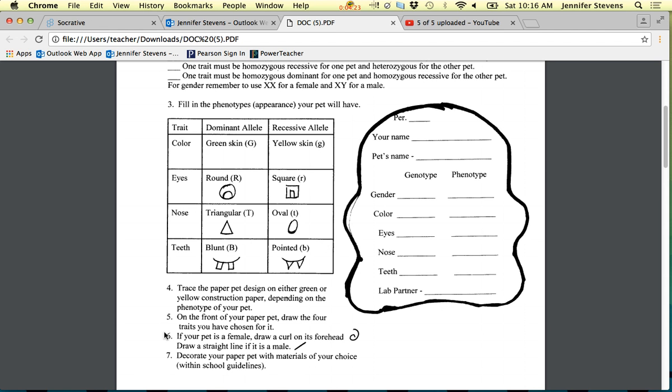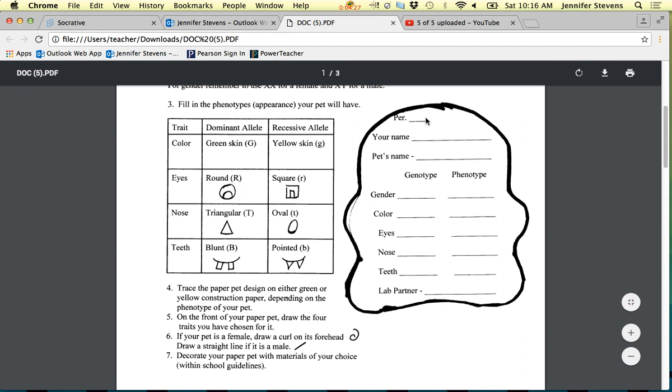Okay. Then if your pet is female, you're going to draw a curl on its forehead, like right here. And if it's a male, you're going to draw some straight lines. You can give it almost like a buzz cut if you want. Okay.